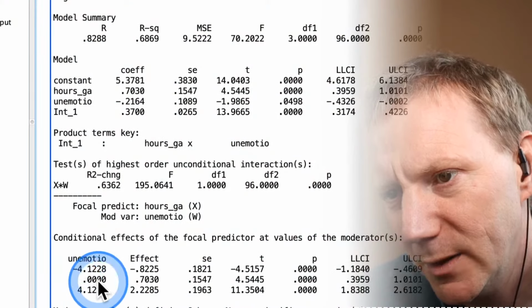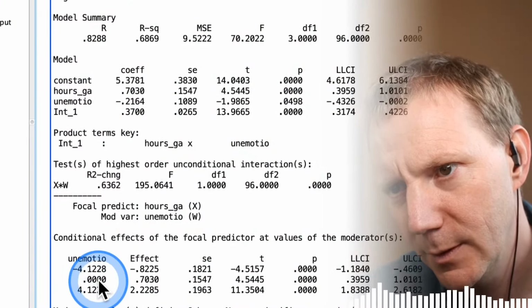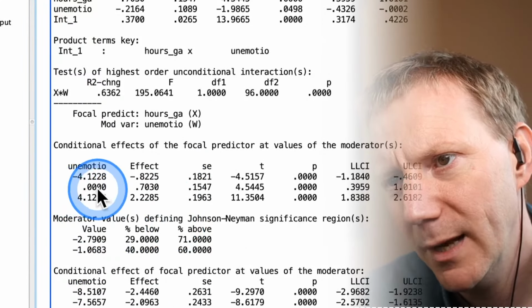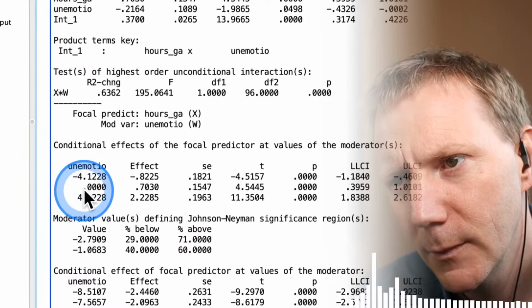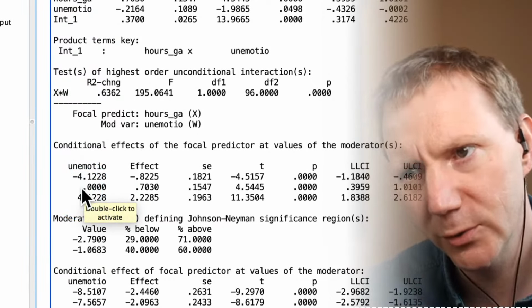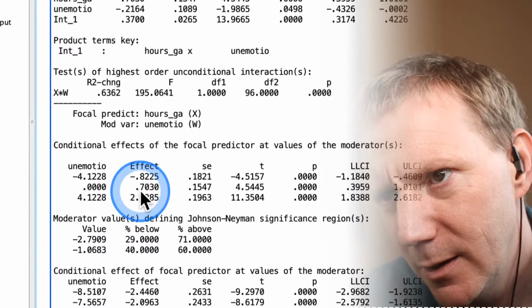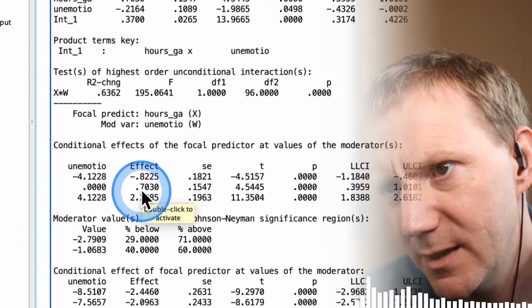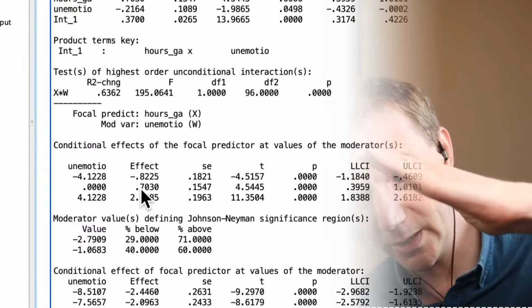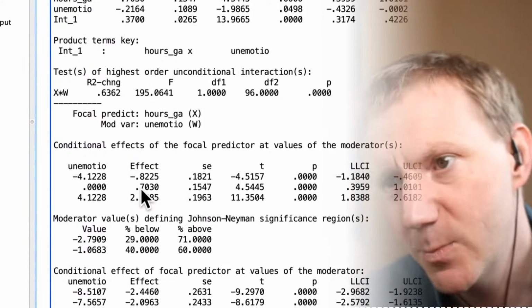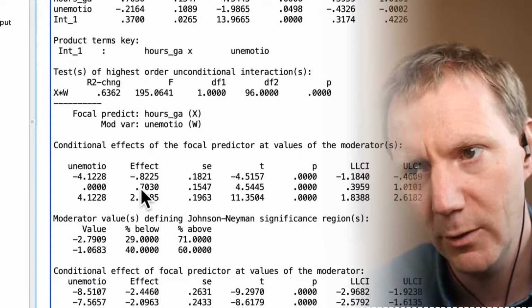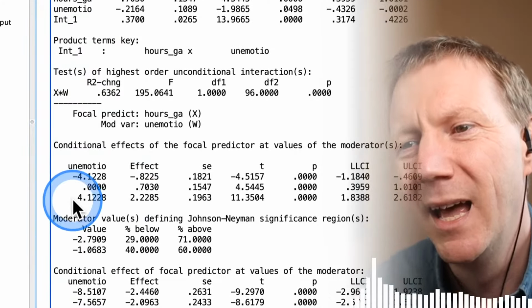It's saying that at this 0, what is this again? Can you scroll down a bit? I can't see the output. So at what level is this of the moderator? The mean. Exactly. So at the mean of the moderator, so people that are average on unemotional traits, there is a positive effect. Small. So the slope won't be like this, but it will be a bit less steep, it's 0.7, so we have a small positive relationship between hours spent gaming and aggressive behaviors.